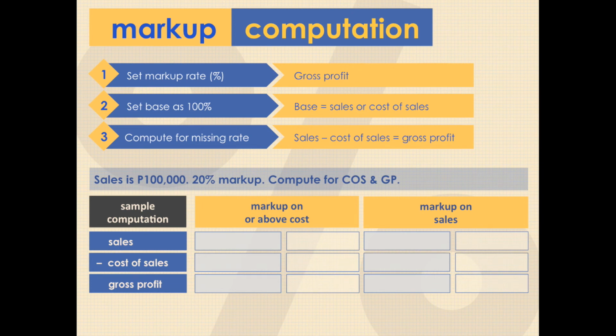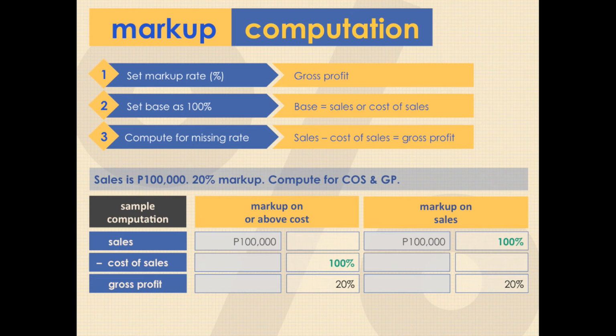First, let's plot the information we're given. We have sales of 100,000. Next, we have a 20% markup. Recall that the markup rate will always be assigned to gross profit. Next, 100% will be assigned to the base. The base will be the one defined in the term. So the base for markup on or above cost would be the cost of sales, and the base for markup on sales is sales. Now we can solve for the missing rate.